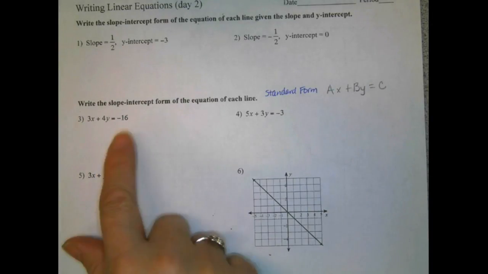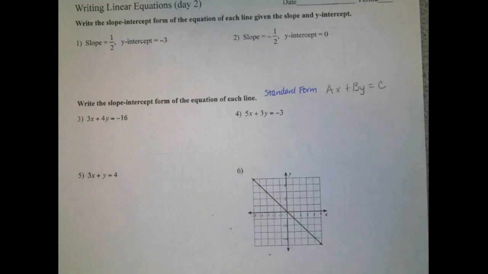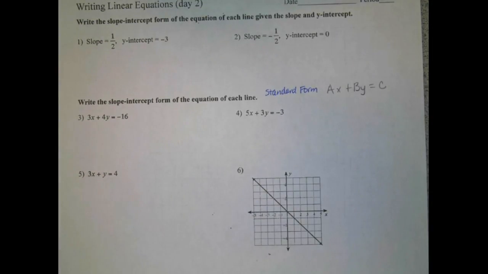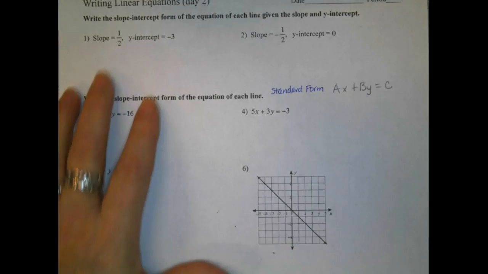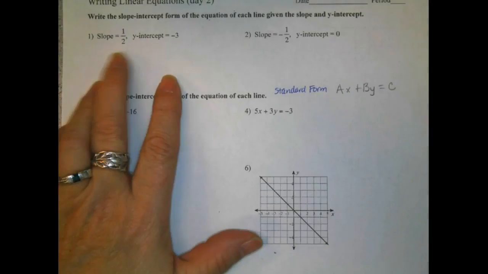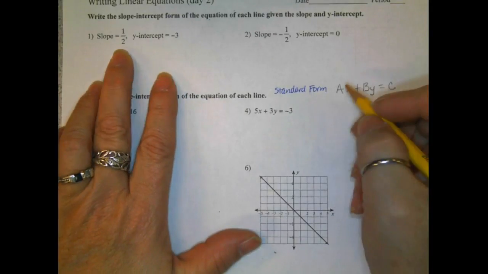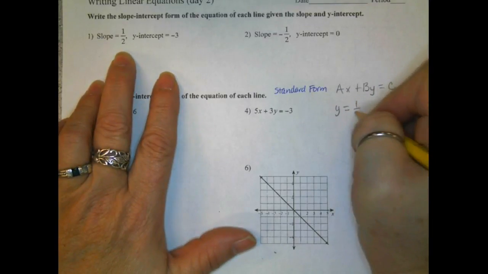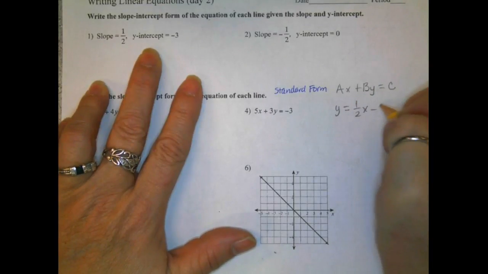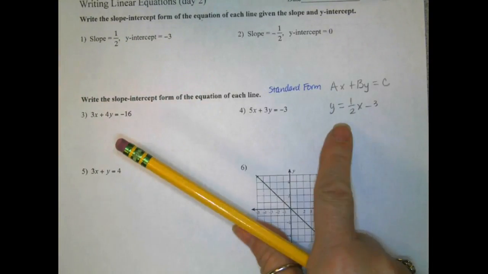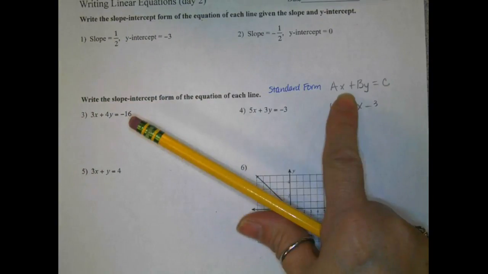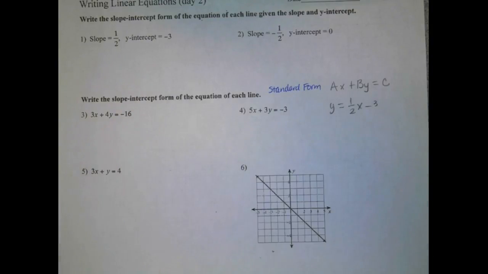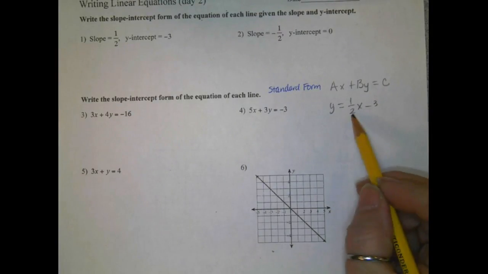But let's say it's the opposite. Let's say the equation is in slope-intercept form, and you want it in standard form. Let me show you how to do that. So I'm going to take the information for 1 and 2, and I'm going to write an equation. If we wrote this in slope-intercept form, it would be y is equal to 1/2 x minus 3, right? I want to take this information and put it in this format. Okay? So if you notice, I have a fraction here, right?